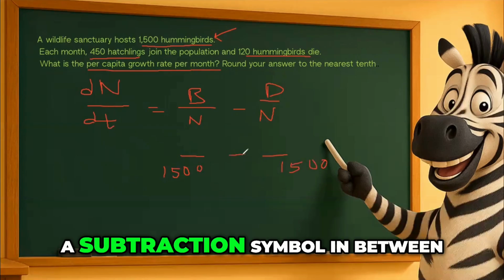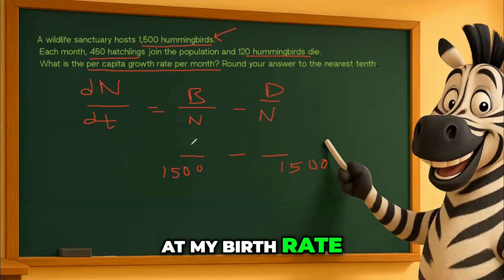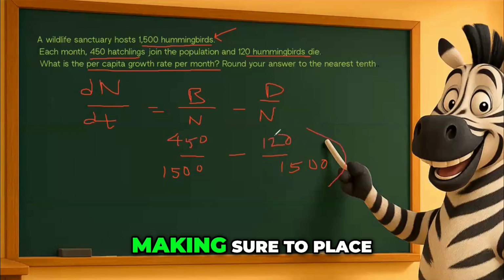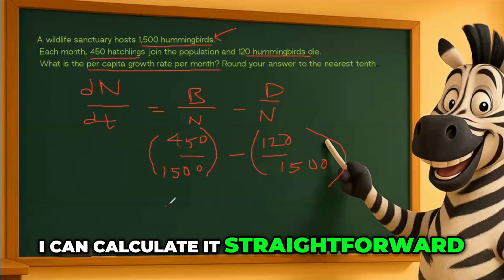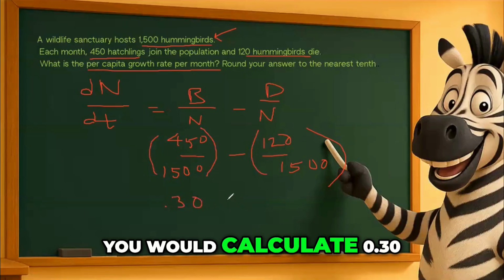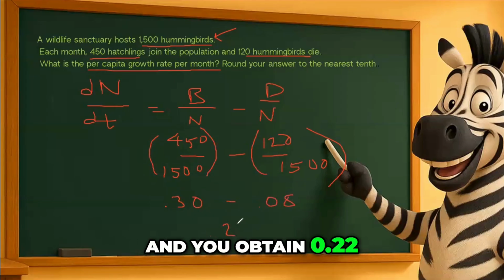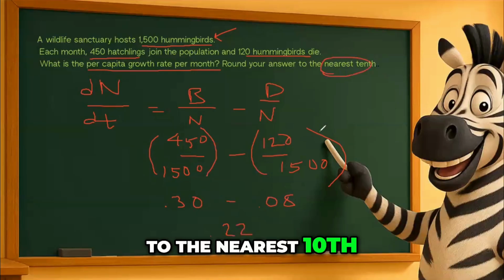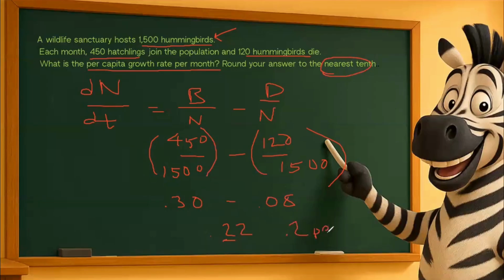I'm going to have a subtraction symbol in between. I take a look at my birth count, which is my 450. And then I have my death count, which is 120. Making sure to place these into the calculator with parentheses, I can calculate it straightforward. But if you have a simple calculator, you would calculate 0.30 and 0.08. Subtract these two, and you attain 0.22. And if they ask you to round, which they did here to the nearest tenth, that's going to be the first decimal place. So it's 0.2 per month.